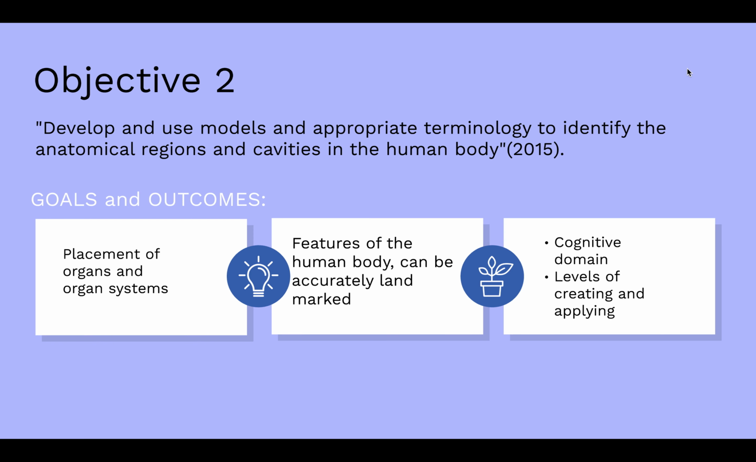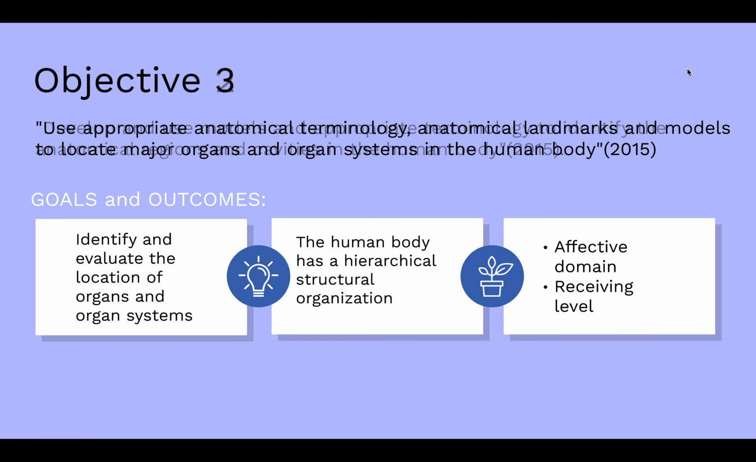The second objective will be to develop and use models and appropriate terminology to identify the anatomical regions and cavities in the human body. So the goals and outcomes for this objective will be they will know the placement of organs and the organ systems within the body. They'll know the features of the human body and can accurately find different organs and organ systems based on landmarks. And this will be done through the cognitive domain with the levels, again, of creating and applying.